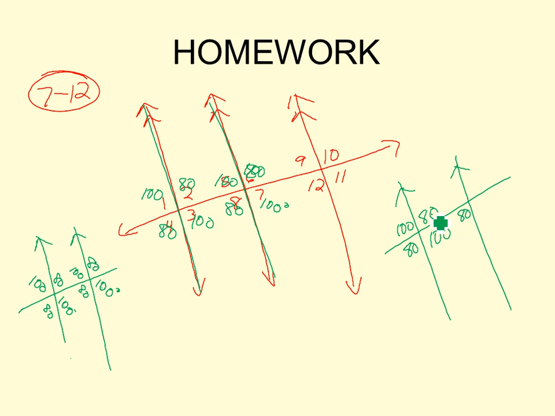This one's 80 because those are alternate interior. These two are alternate interior, so this one has to be 100. This one over here is 100. These two are vertical, so that one has to be 80. So now I can go through and put in all these. That's 100, that's 80, that's 100, that's 80.